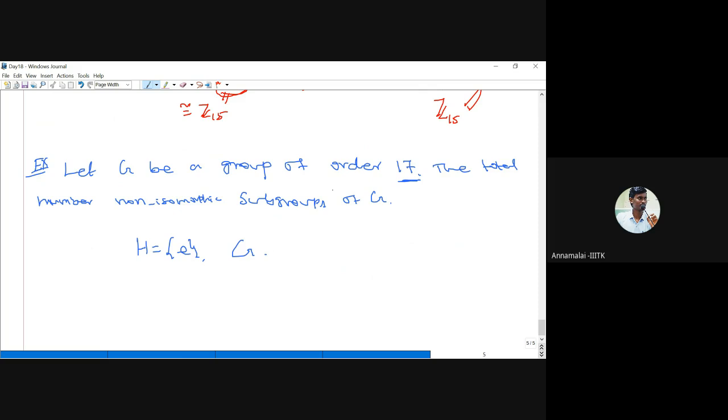We have two subgroups because any group is a subgroup of itself. Therefore, G is also a subgroup, and the singleton {e} is also a subgroup. These two subgroups are not isomorphic, because the order of H is 1, as it contains only one element, and G contains 17 elements. Therefore, there are two non-isomorphic subgroups. The answer is 2.